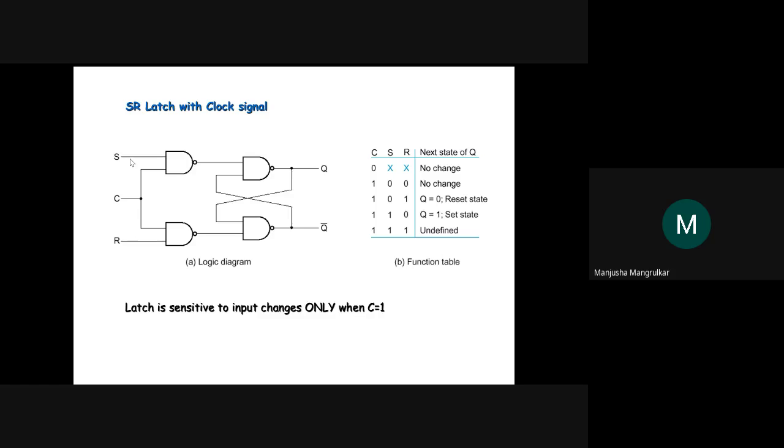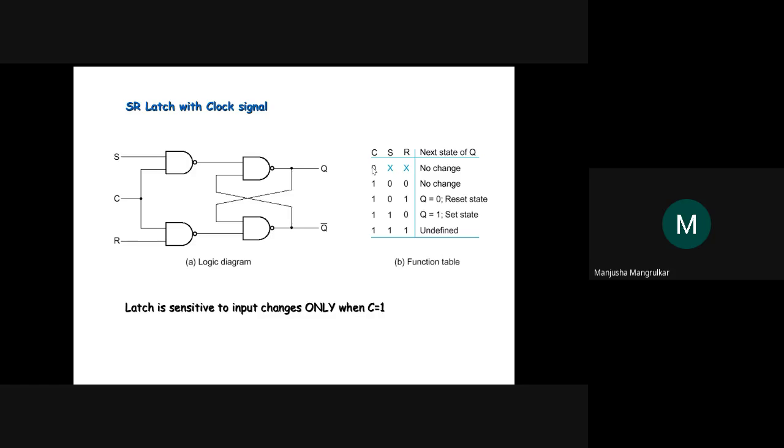whether it is 00, 01, 10 or 11, there is no change of the Q state; it is fixed. If the clock is 0, whatever the value of S and R, there is no change at all. That's why this condition is given here. This is the next state of Q, Q plus 1.